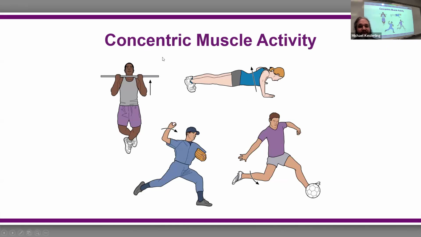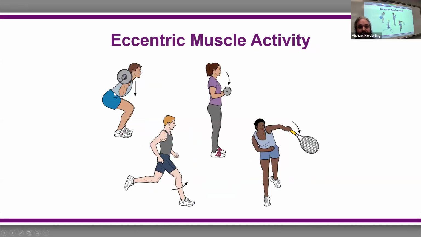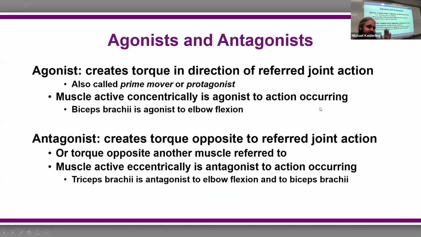So these are some concentric muscle activities: the upward portion of a pull-up, the upward portion of a push-up, the forward portion of throwing a baseball here, the forward part of this swing, the speeding up portion. These are eccentric: the downward portion of a squat, lowering in a bicep curl, the slowing down portion of a running step, and again, the end of a tennis racket swing where it's slowing down. And then isometric, you're not moving.